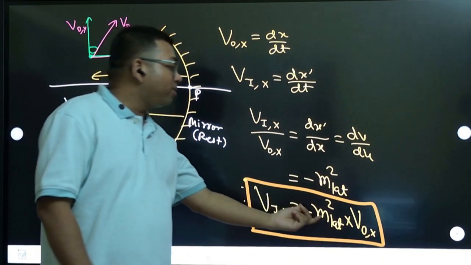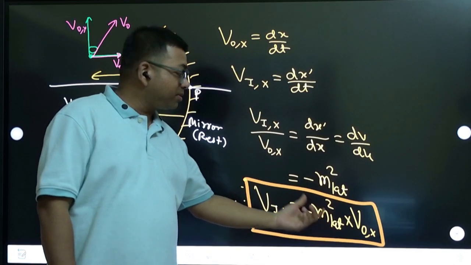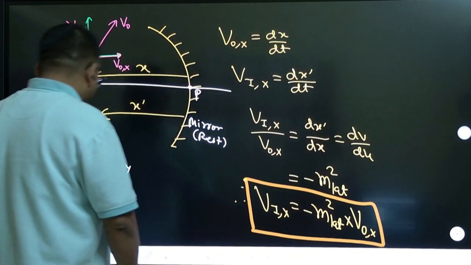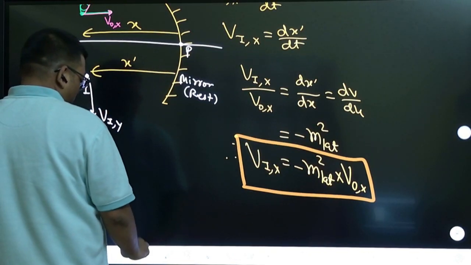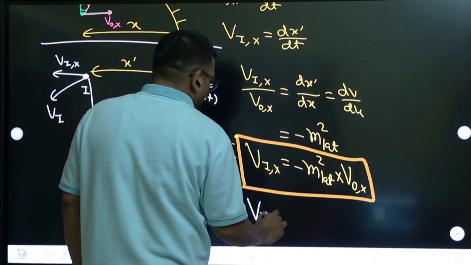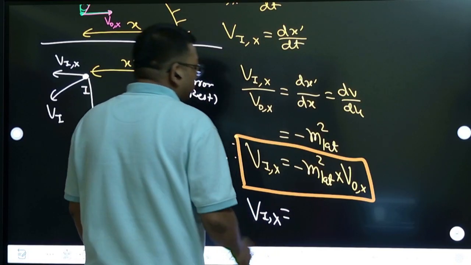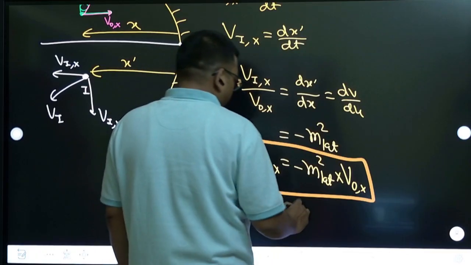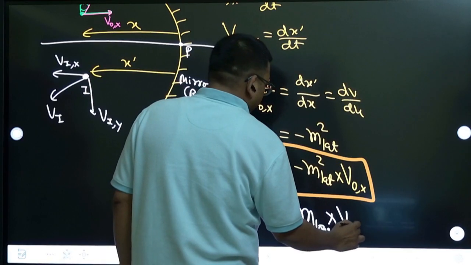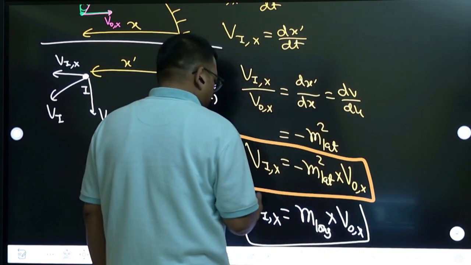You can remember it this way, because along the x-axis it is longitudinal. Directly you can write it like this: Vix, along this longitudinal direction, is minus m longitudinal into the velocity of object along x. This is how you can remember.